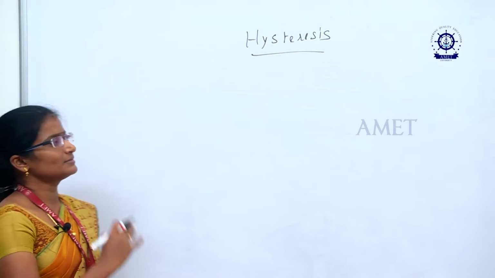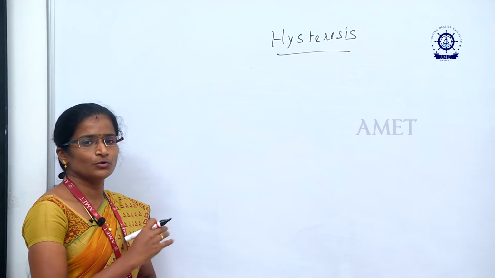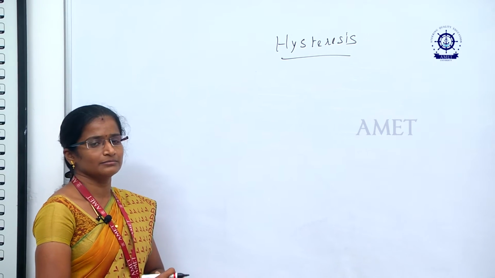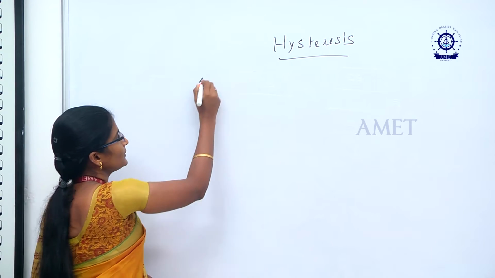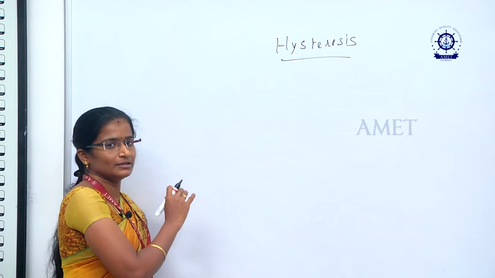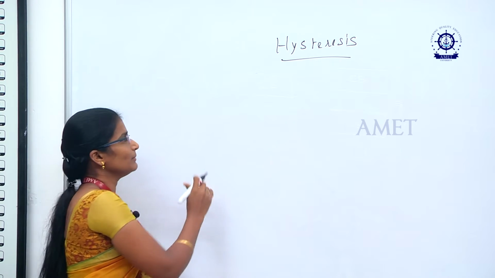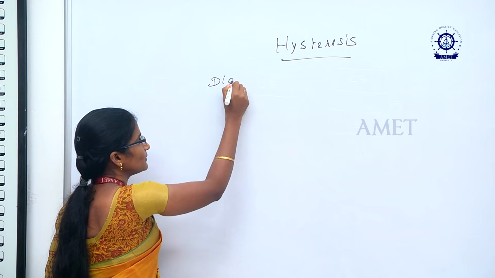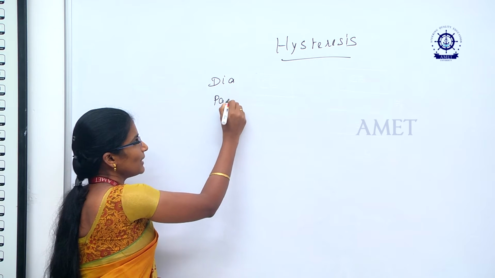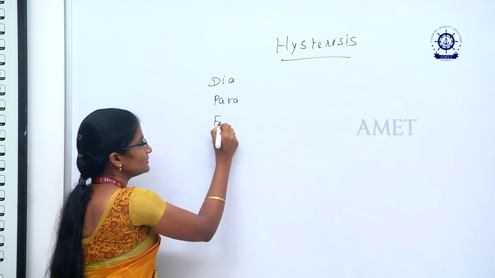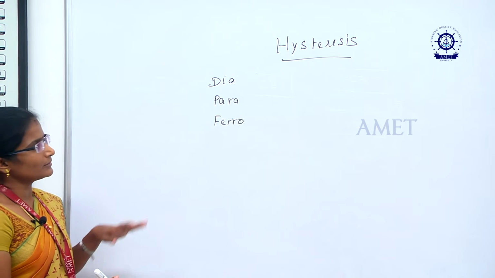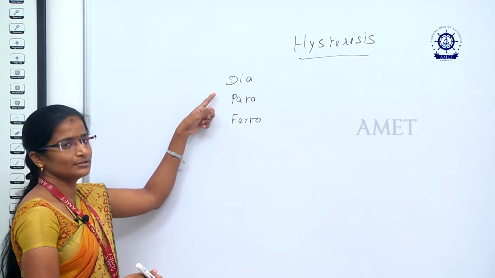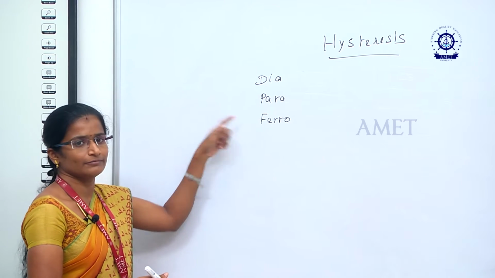Before starting this hysteresis process, we should know about the magnetic material. What is the magnetic property of a material? According to the magnetic behavior of every material, we split the material into three types. One is called dia, another one is para, and the next one is ferromagnetic material.